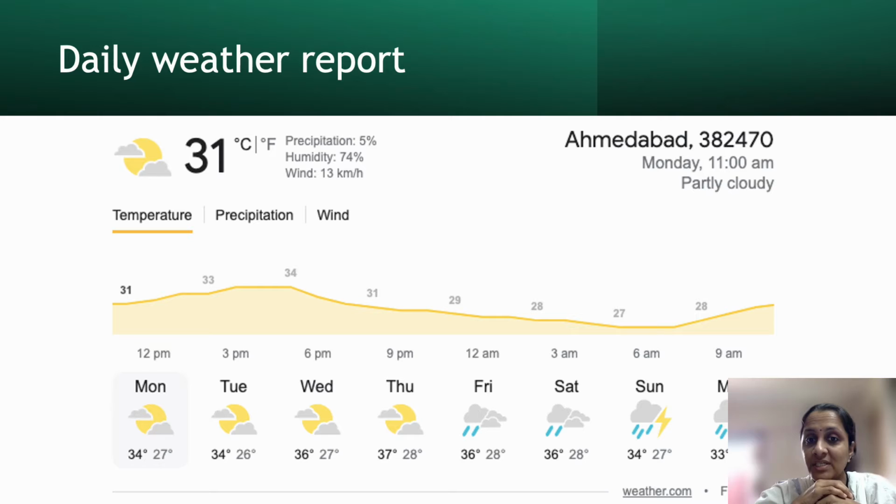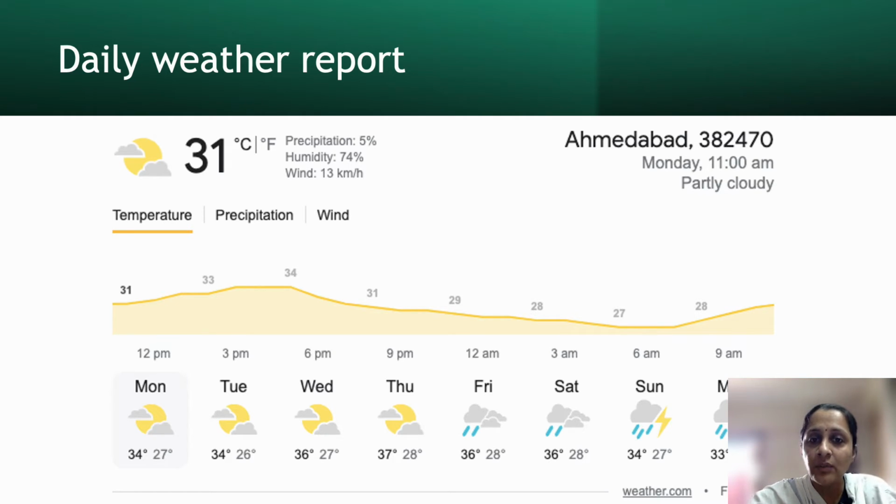Then precipitation is 5%. That is, the chances of rain are actually very, very less. If it's 100% precipitation, then there are chances of rain. Humidity is quite high. It is 74%. So it's going to be very humid, and you will feel sweaty. You will feel a lot of water vapor in the air, but it is not going to rain. And there is wind, that is 13 km per hour is the wind speed. So when you talk about weather, these things are very important: the precipitation, the humidity, the wind and the temperature. So four things decide what will be the weather of a particular day.